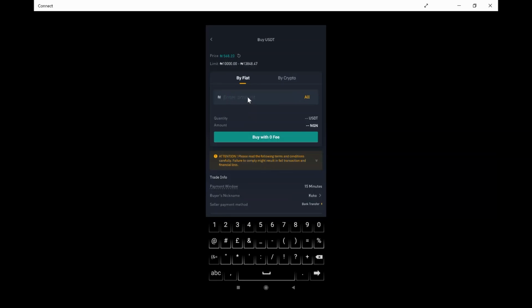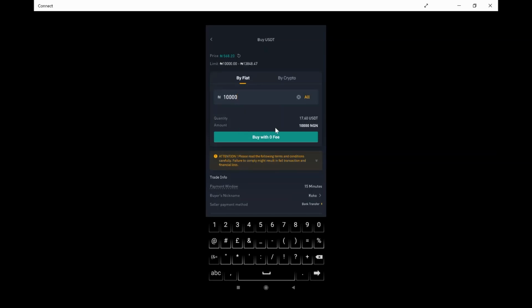So let's go. The moment we put up to 10,000, it's going to change. You see, that error message is no longer there. So at this point, the amount you enter has to be within this range, which the person is willing to sell for. And immediately you do that, it will calculate automatically the amount of USDT we get. With 10,000 Naira, at this rate, 568, remember the guy has his price rate, we're going to get 17.60 USDT, almost 18 USDT.